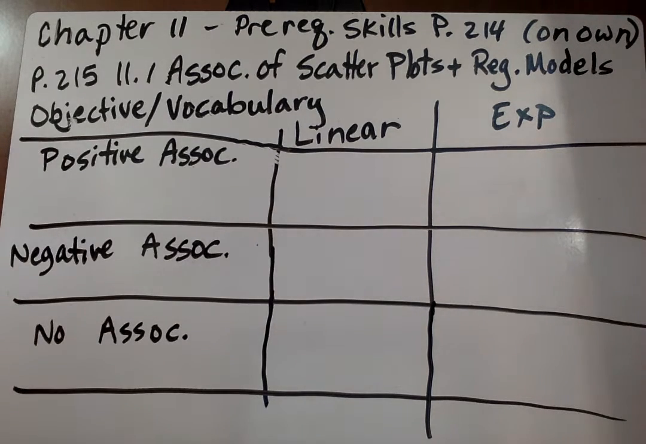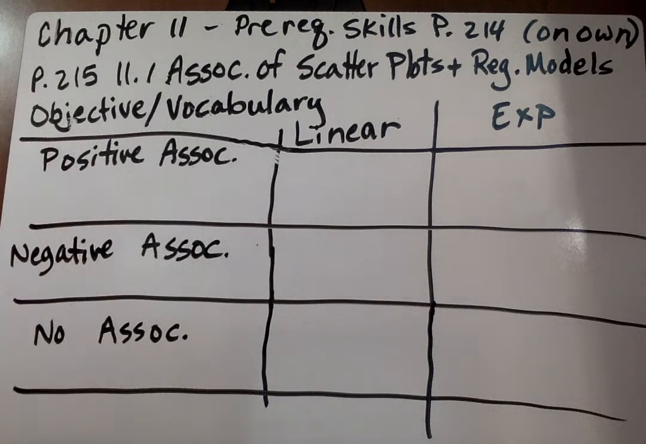For the prerequisite skills, it's on page 214. I'm going to have you do that page on your own. You should all know how to plot points on a coordinate plane. You should know how to convert decimals to fractions. Make sure you simplify those. And you should also know how to graph linear equations.